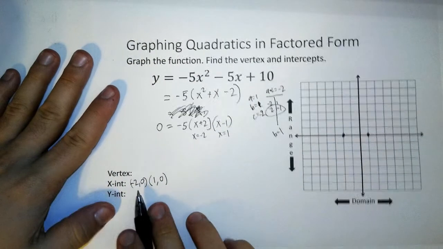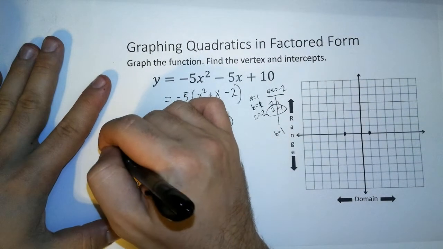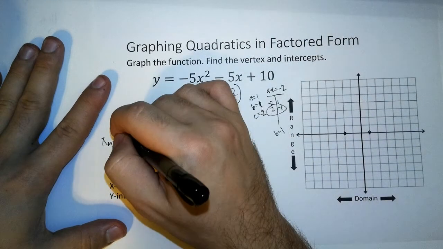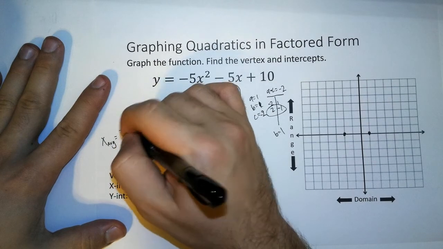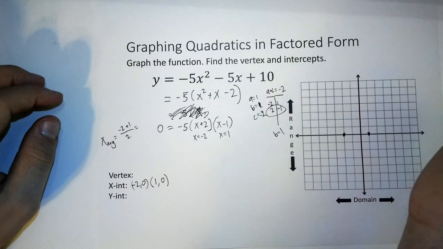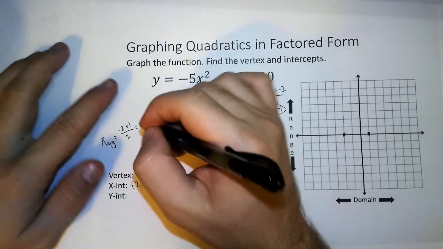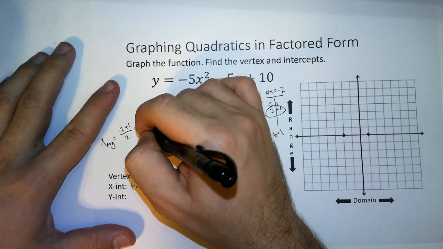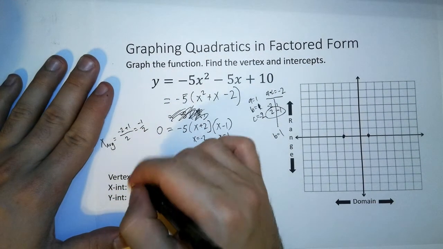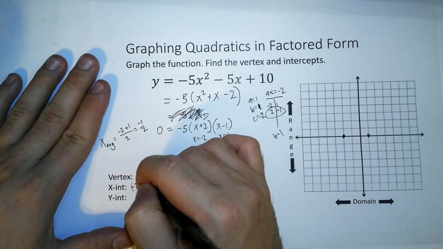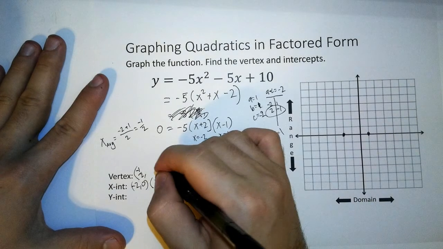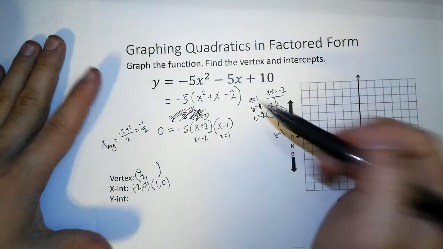So I'll go ahead and find the average of that, find the midpoint of it, and that would be negative 2 plus 1 divided by 2. And negative 2 plus 1, what would that equal? That would equal negative 1/2. And so negative 1/2 is my x value for my vertex. Negative 1/2. What is the y value? Well, I have an x. I can go ahead and find my y. So I'm going to plug in.